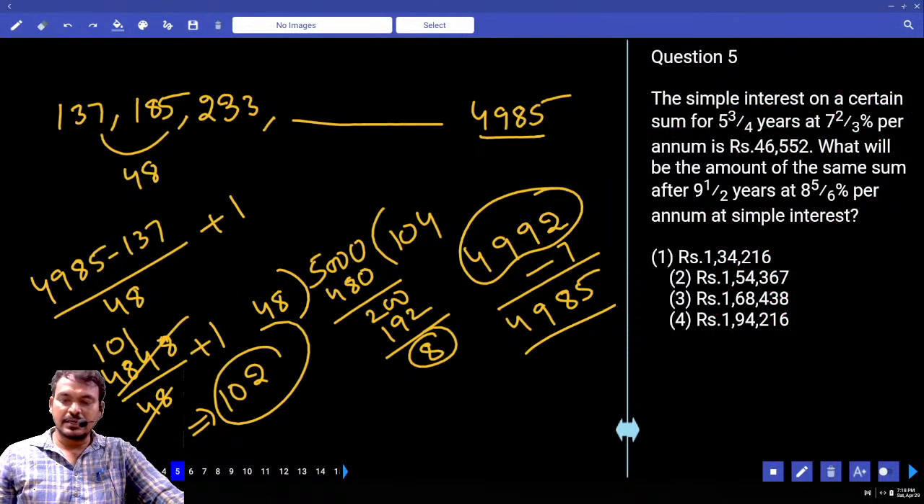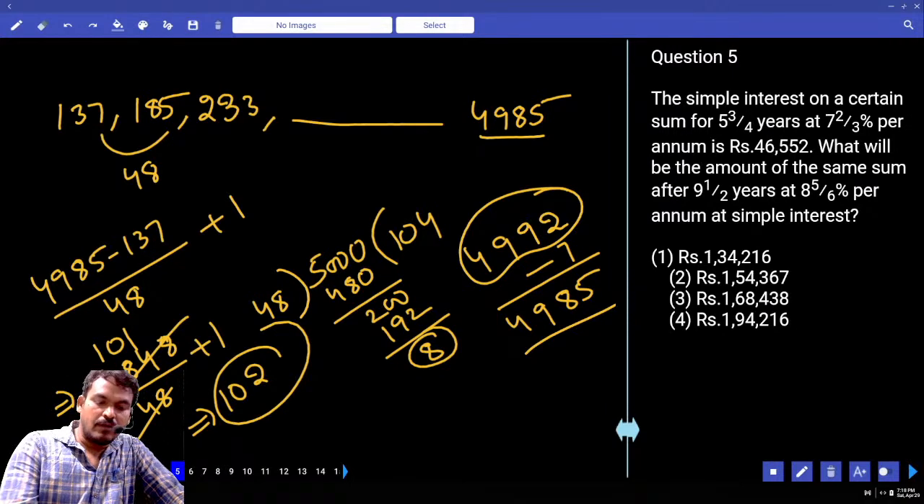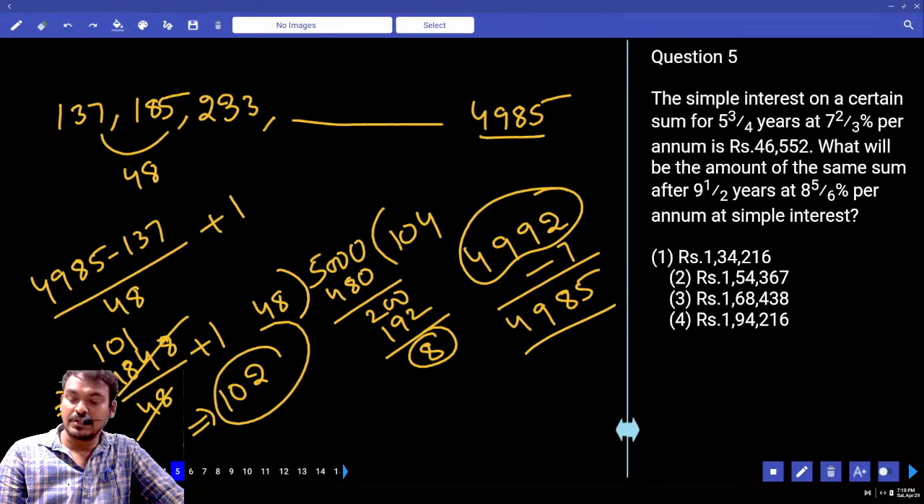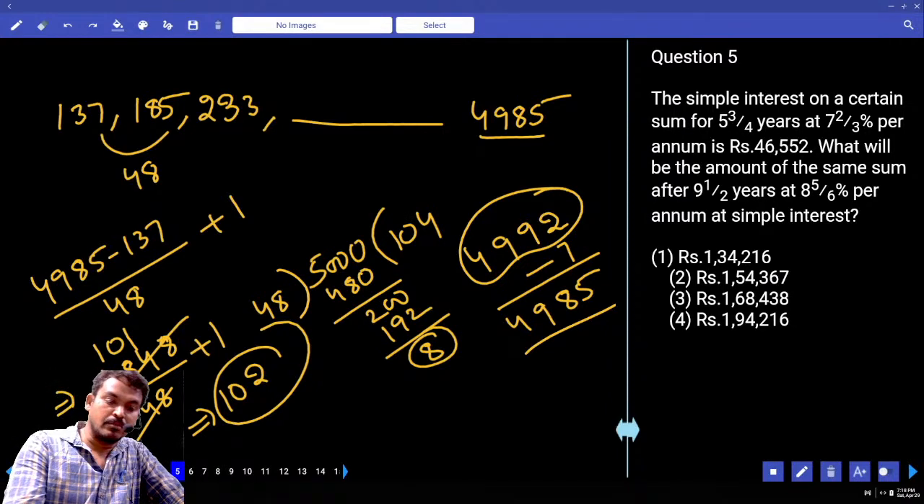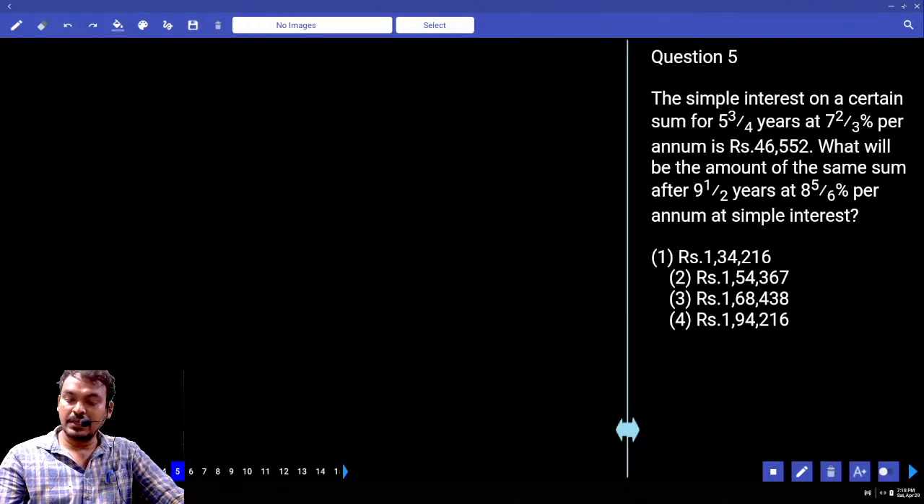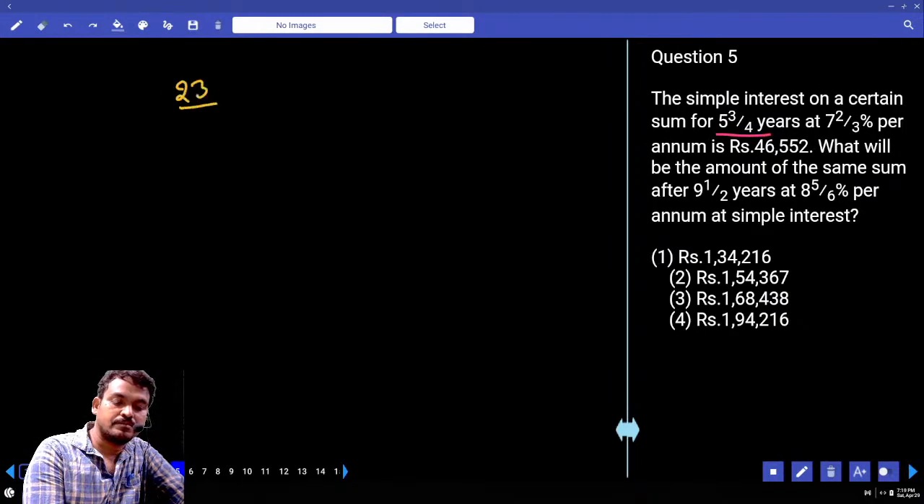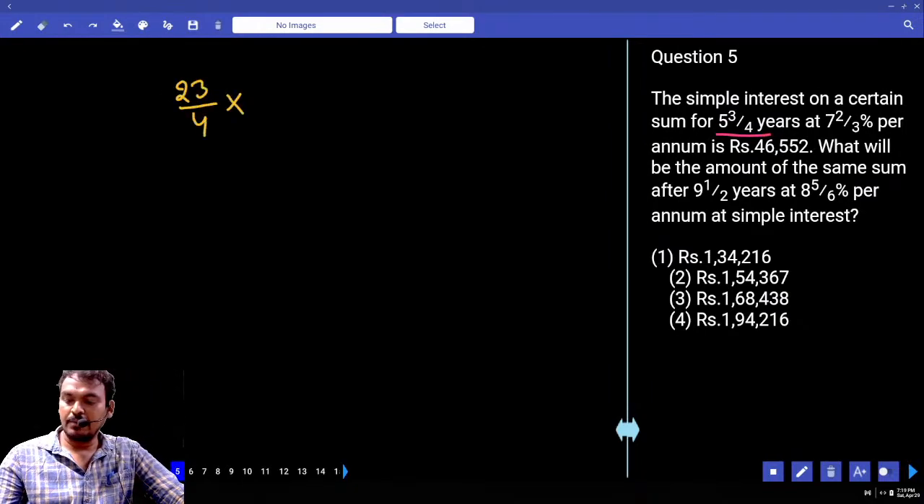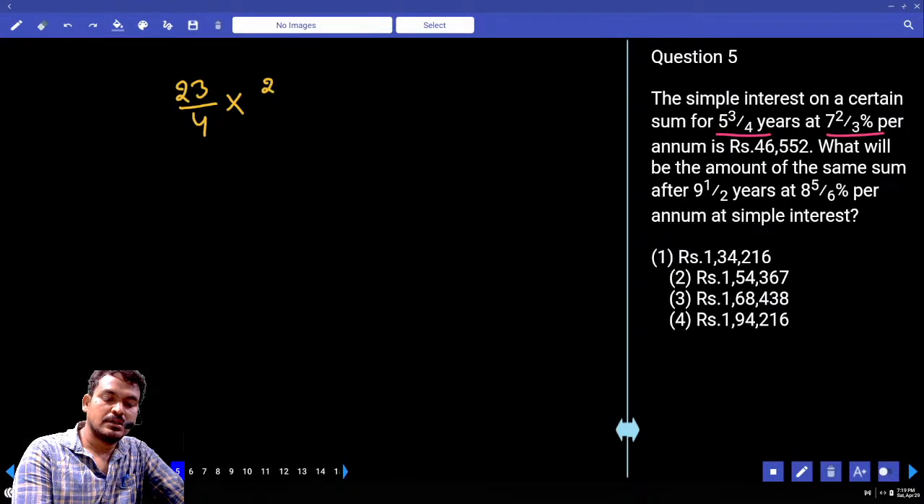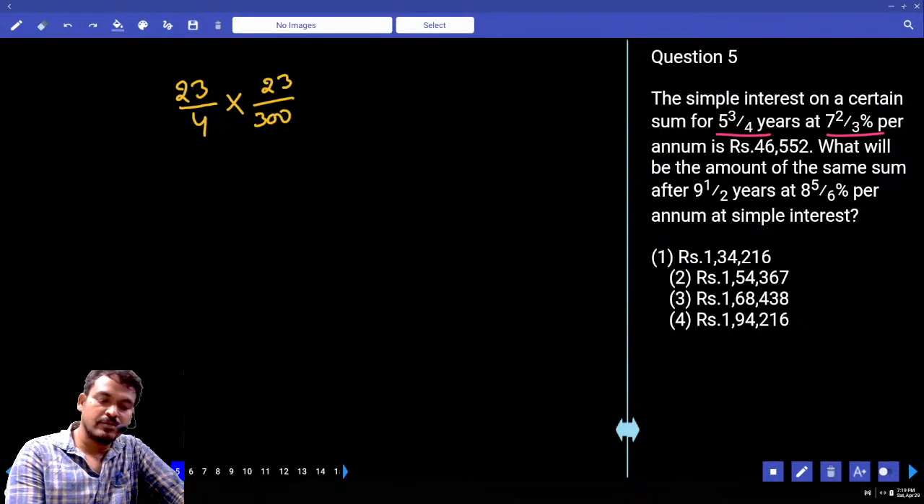The simple interest on a certain sum for 5 3/4 years at 7 2/3% per annum is 46,552. What will be the amount of this same sum after 9.5 years at 8 5/6% per annum at simple interest? Okay. And 5 3/4 years. What is the fraction? 23/4, into what is the rate of percent? 7 2/3. How much? 23/300 of certain principal.